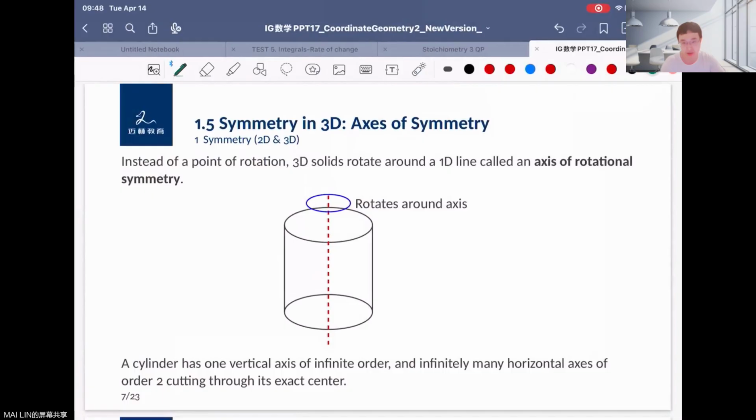Also we have axis of symmetry in three dimensions. Here we have a cylinder, and we can say that the central line is the axis of symmetry. So the cylinder, and every part of the graph, can rotate around the axis.